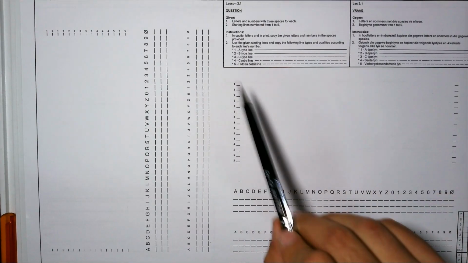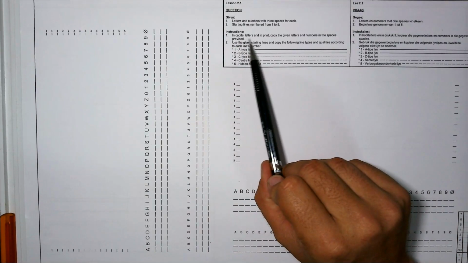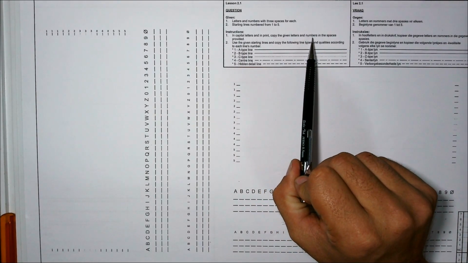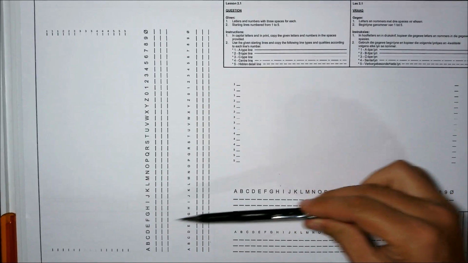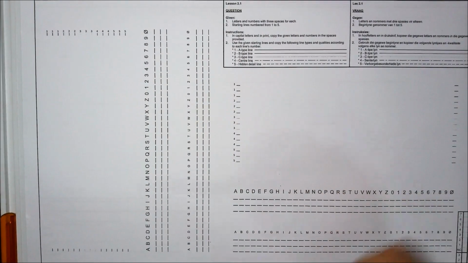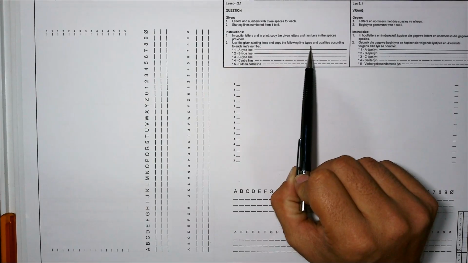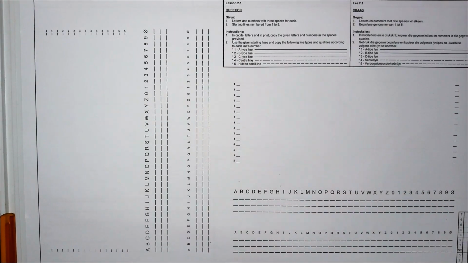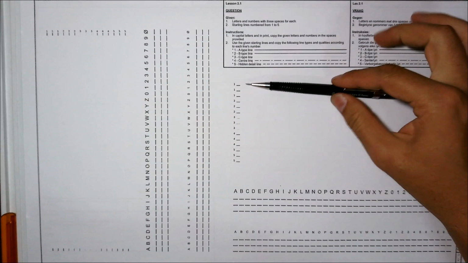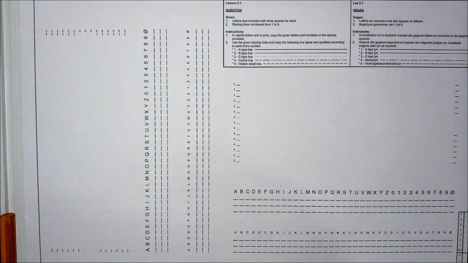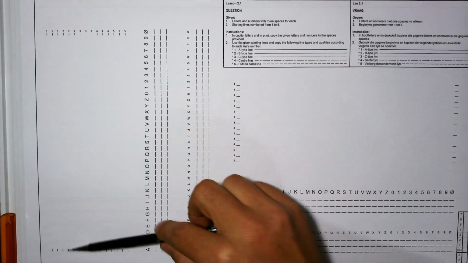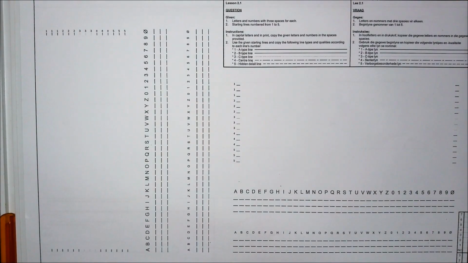And we can now look at the instruction. In capital letters and in print, copy the given letters and numbers in the spaces provided. They are now referring to these three spaces. And second, use the given starting lines and copy the following lines, line types, and qualities according to each line's number. I'm going to do a few of these. As an introduction, I'll assist with these lines, and then with the magic of technology, I'm going to snap my fingers and the ones on this side will be completed. I am, although, going to quickly indicate how you should complete these.